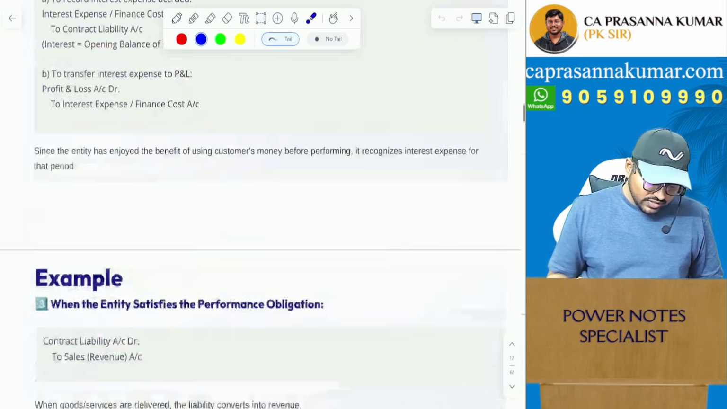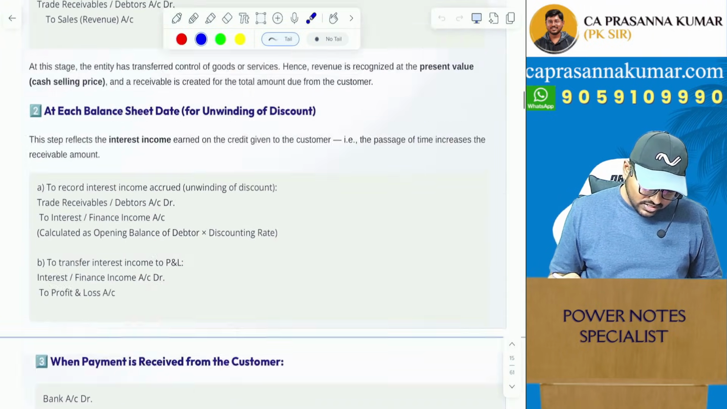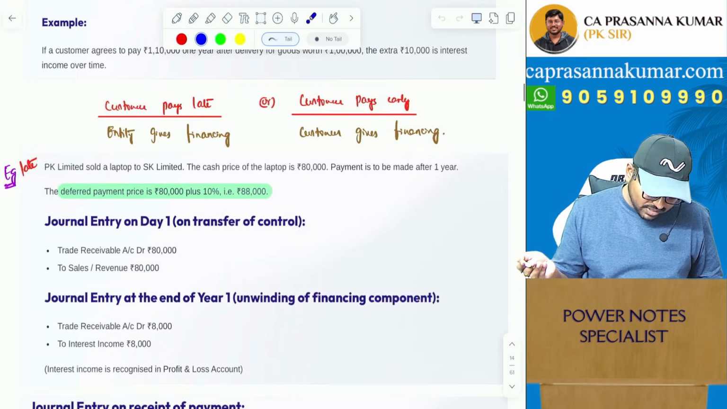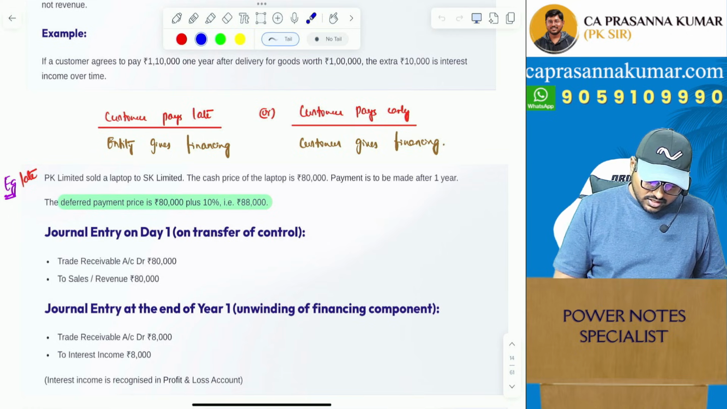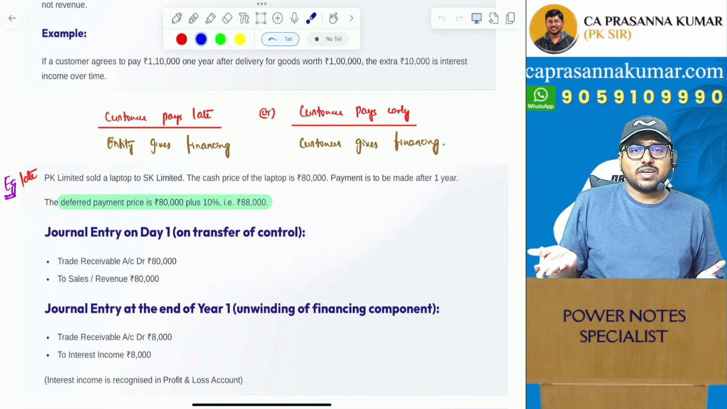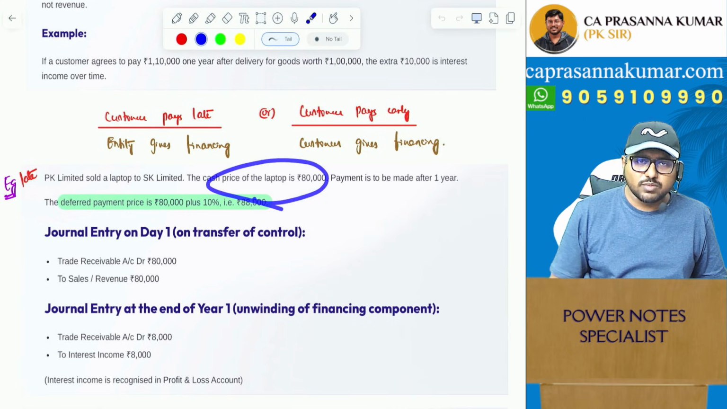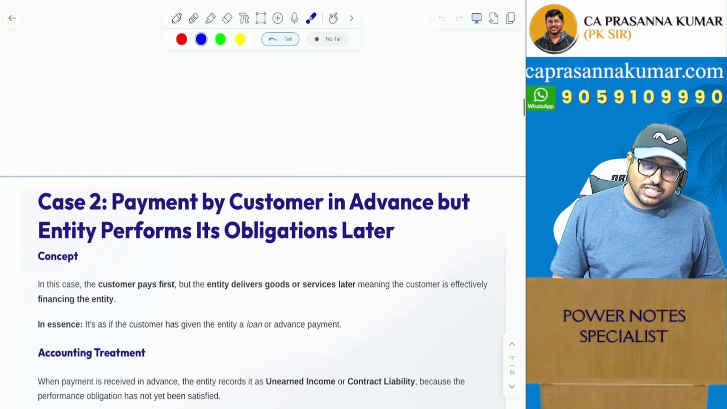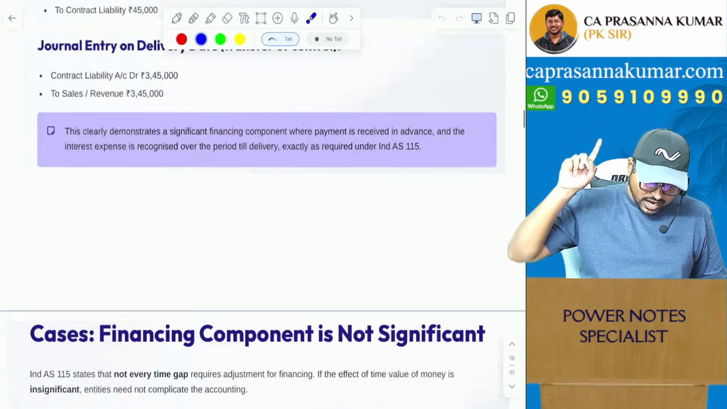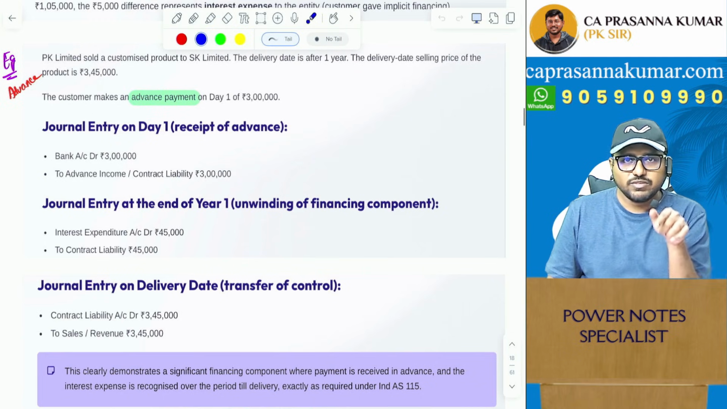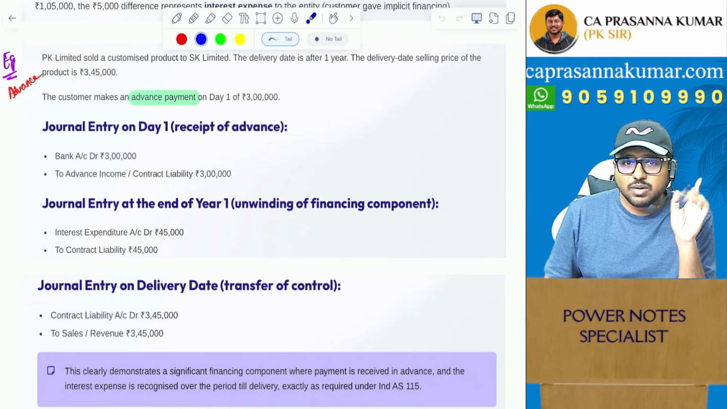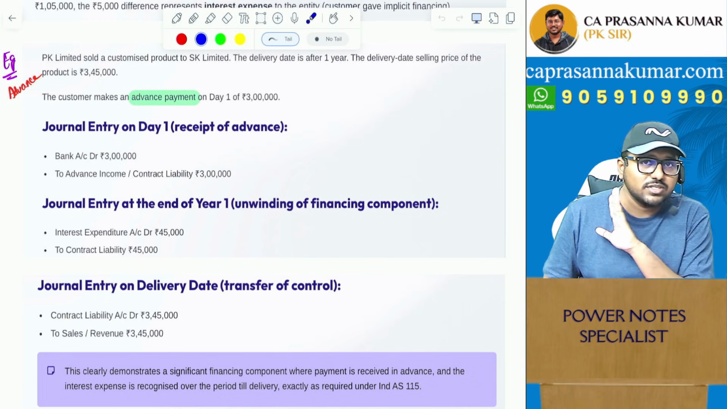Sir, in the previous example, when the customer paid late, you recognized revenue? Yes, because transfer of control did happen. Here, you sold the laptop now, so transfer of control did happen. Therefore, you can recognize revenue only to the extent of cash price. That's the point. That's why I started with the basics itself. At the beginning of Ind AS 115, this was the point I was stressing: transfer of control must happen to recognize the revenue.